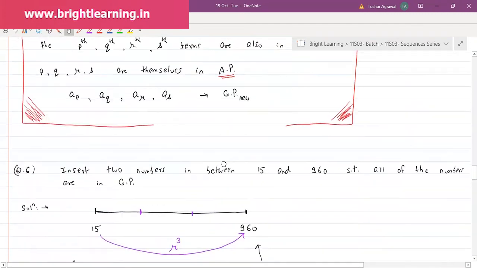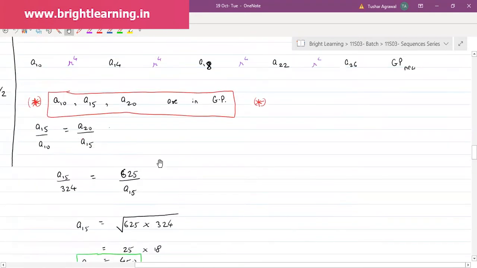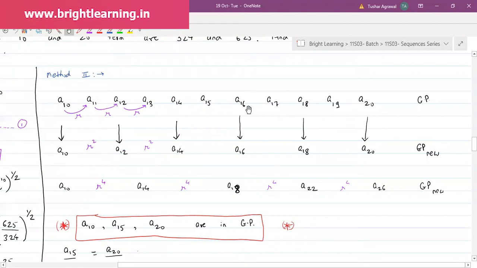Third type of concept was this important remark. If A1, A2, A3, A4, up to An are in GP, then Pth, Qth, Rth, Sth terms are also in GP, where P, Q, R, S are in AP. The example related to this: 10th term, 11th term, 12th term. If this is a geometric progression, then from the 10th term, two steps ahead, the 12th term, I will have to multiply by r square, two steps ahead, 14, r square, two steps ahead, 16, r square. This will be a new GP. 10, 14, 18, 22, 26 will again be a new GP with common ratio r raised to 4 and so on.